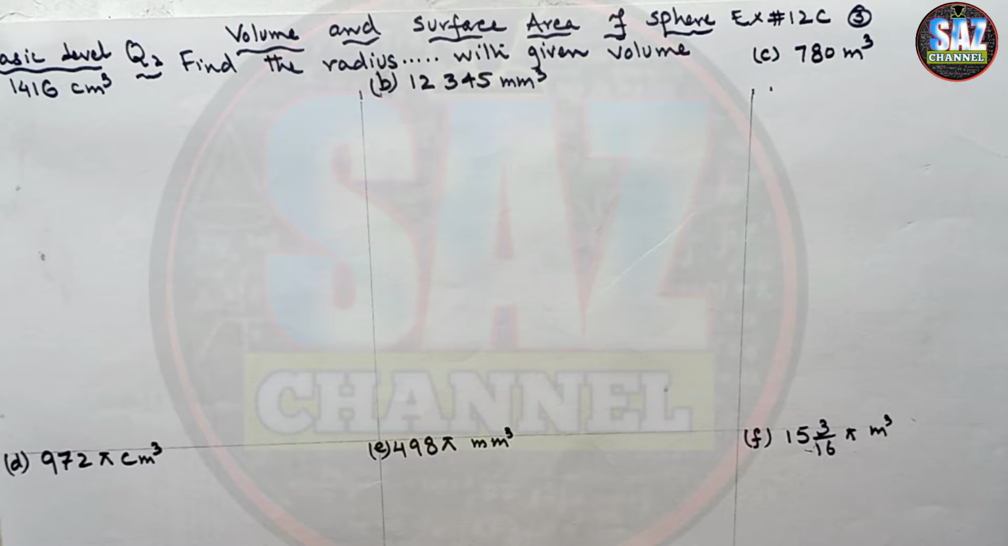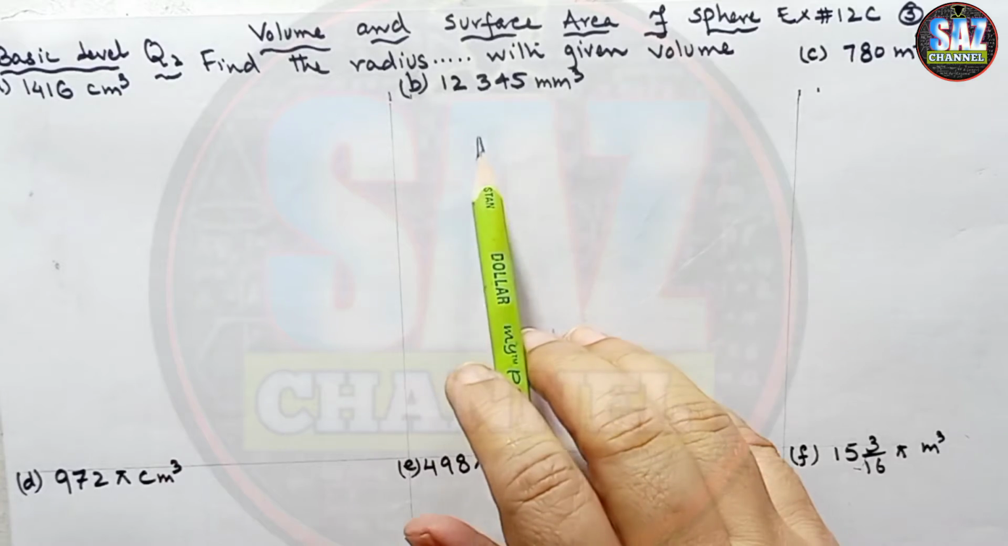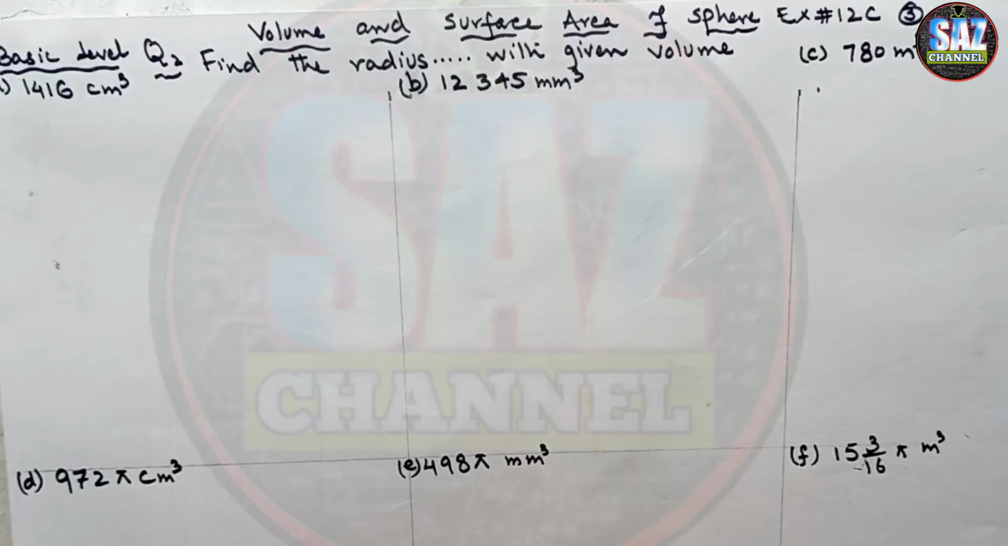Let's move to question number 2 and let me read the question from the book. Question 2 says find the radius with the given volume. So these values are the values of the volume given in the question, and we have to find the radius of that sphere whose volume is given. As this is a volume given, we will be equating this answer with the formula of volume, and then we have to apply the basic algebraic concepts to get the value of radius. So let's move to the solution of the question.